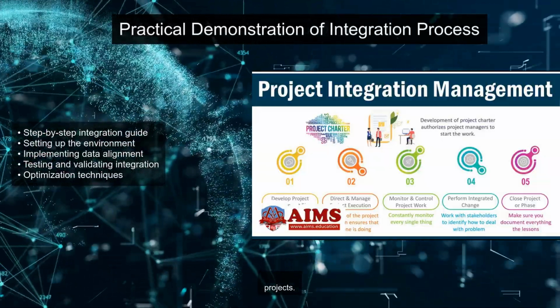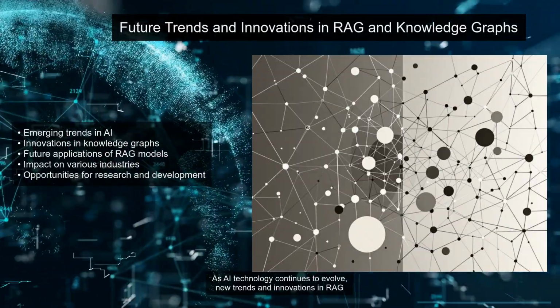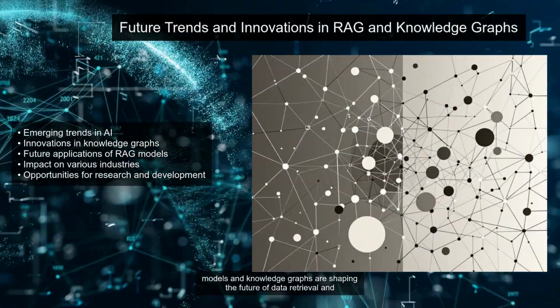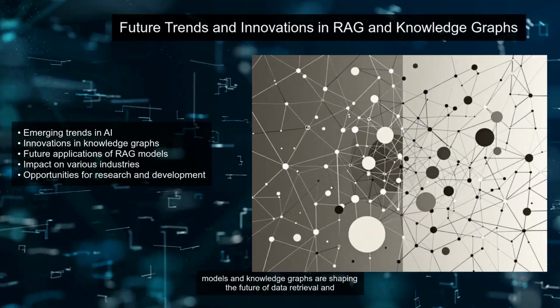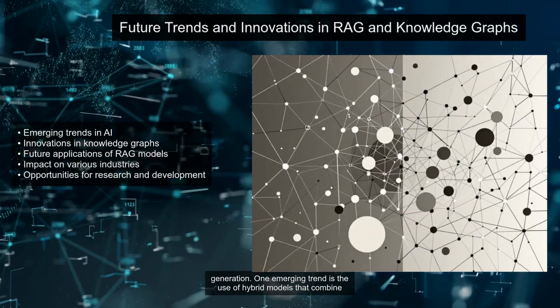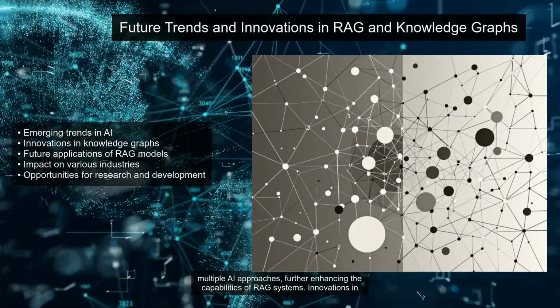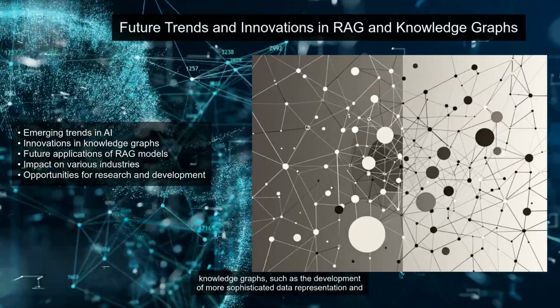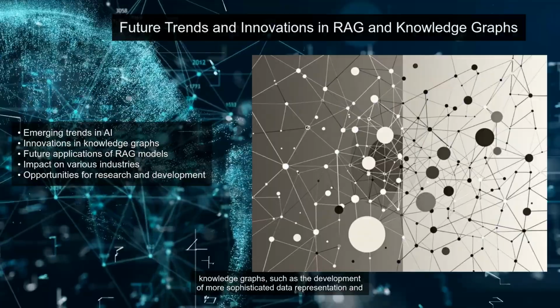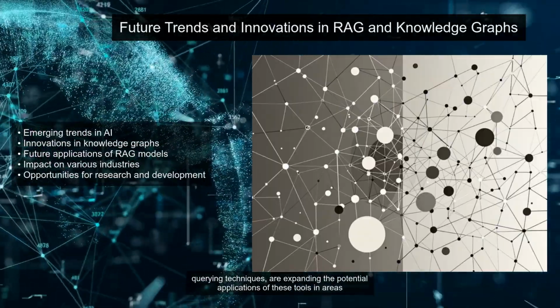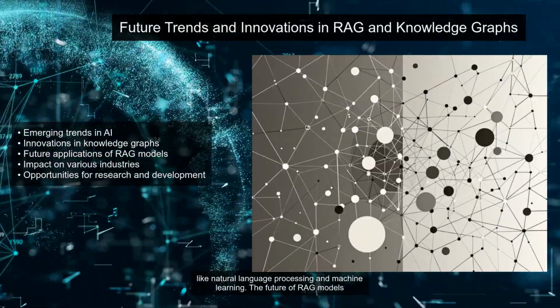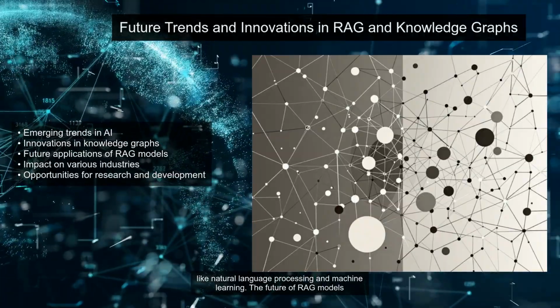to real-world projects. As AI technology continues to evolve, new trends and innovations in RAG models and knowledge graphs are shaping the future of data retrieval and generation. One emerging trend is the use of hybrid models that combine multiple AI approaches, further enhancing the capabilities of RAG systems. Innovations in knowledge graphs, such as the development of more sophisticated data representation and querying techniques, are expanding the potential applications of these tools in areas like natural language processing and machine learning.